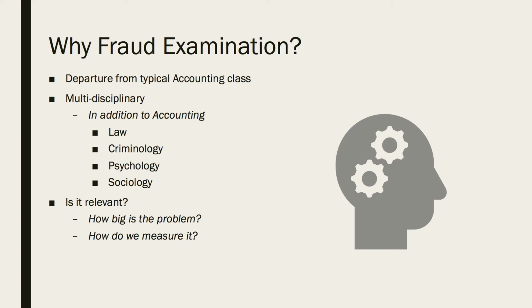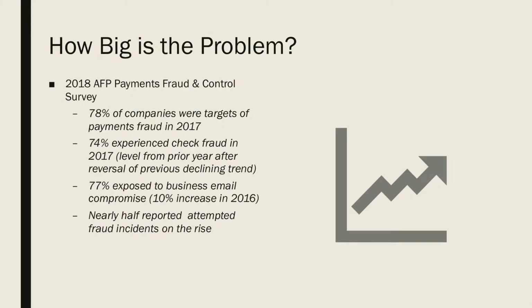The next question is, why are we studying this? Why does it make a difference? How big is the problem? And how do we even know how big the problem is? How do we measure it? For our first look at how big this problem really is, let's look at the 2018 Payments, Fraud, and Control Survey conducted by the Association of Financial Professionals.